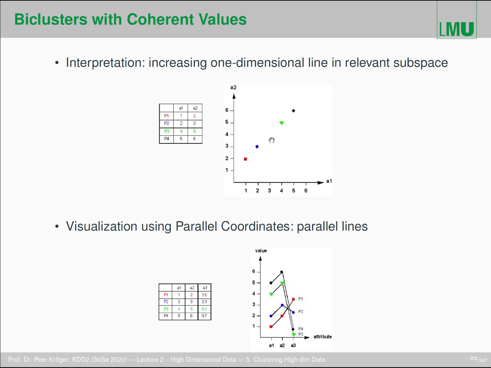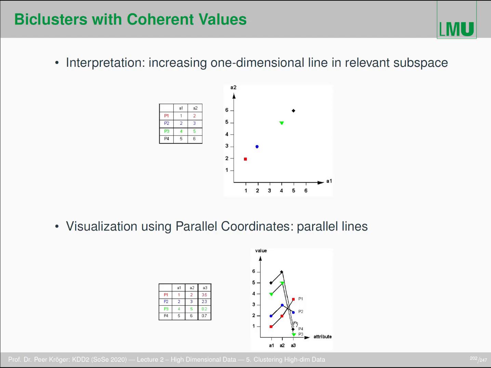And again, if you add an A3 coming out of the screen here, those points would be on a hyperplane. This is the projection on A1 and A2. This would be the projection of the hyperplane, and the hyperplane just comes straight out of the screen into your eyes, parallel to A3. Yeah? So that's why it is kind of comparable with an axis parallel subspace cluster.